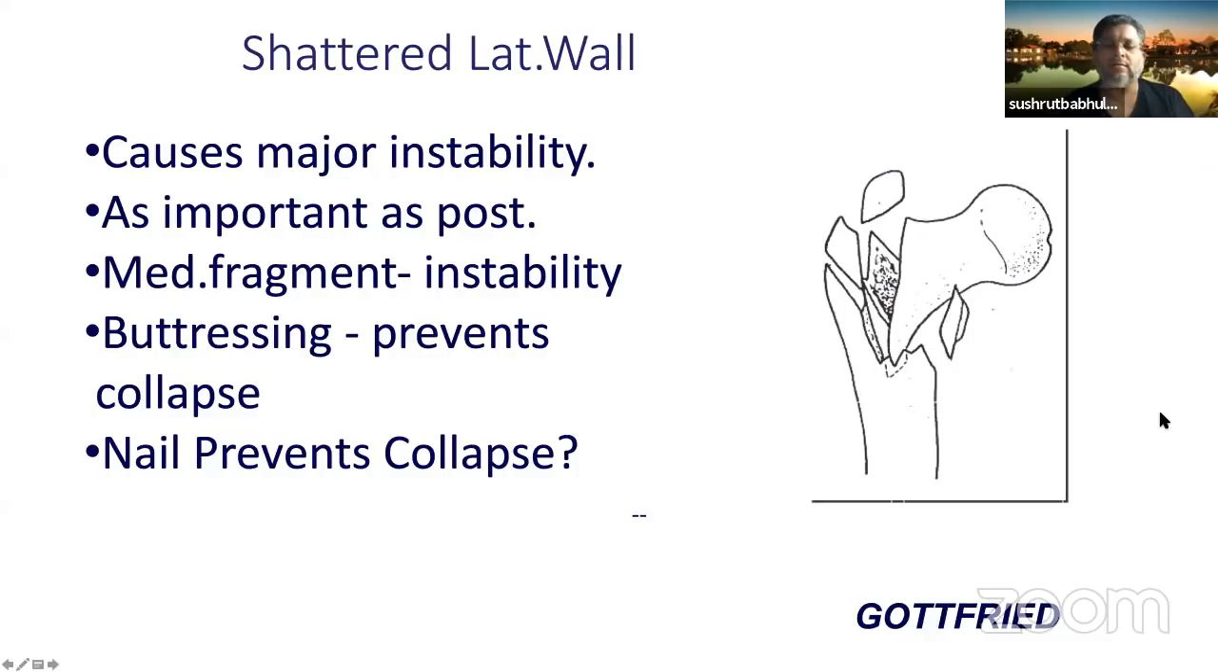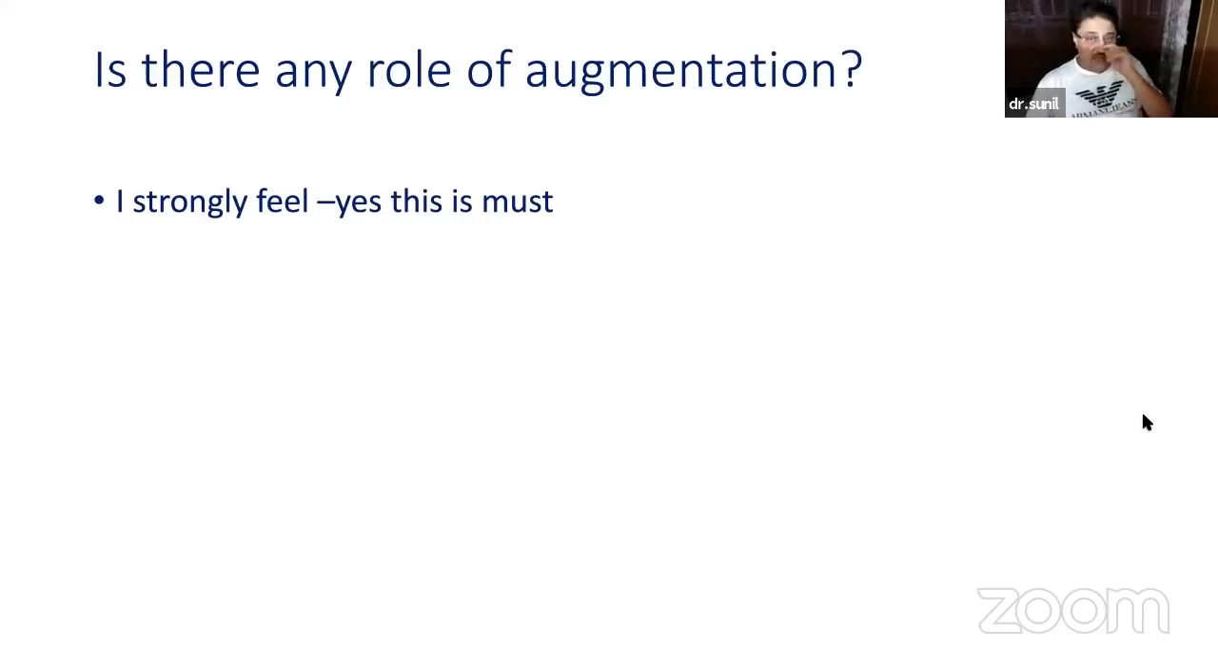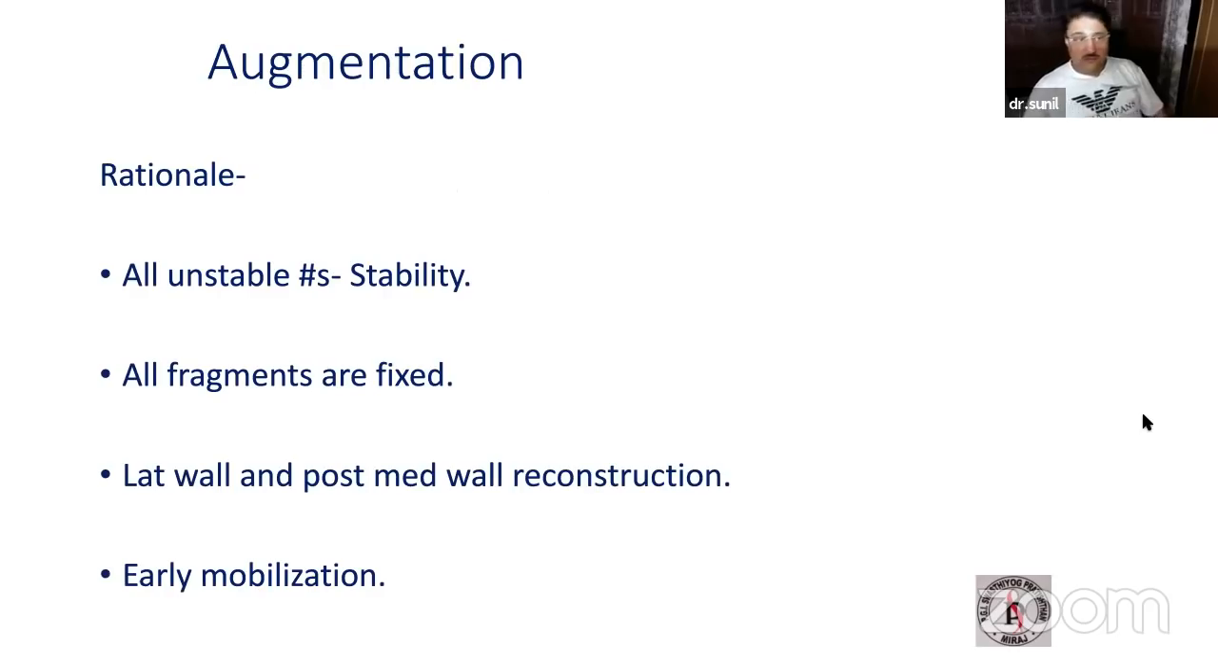Full screen. Anyway, the shattered wall causes major instability, which we have come to the conclusion is important, as are the posterior and posteromedial fragments. Buttressing prevents collapse, and the nail prevents collapse. We will have to discuss this. I strongly feel this augmentation is a must for all the fractures. The rationale is all unstable fractures need stability. All fragments are fixed, lateral wall and posteromedial wall reconstruction, and early mobilization is required.